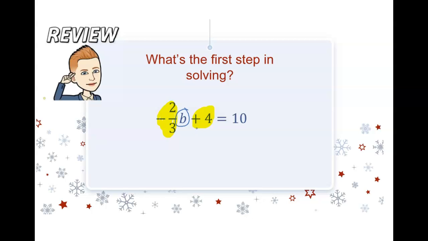Well, we're looking to get rid of the terms that are furthest away from the variable. So this negative 2/3 is pretty close. This plus 4 is a little bit further away. We're going to get rid of that plus 4 first. So our first step would be inverse operation of plus 4. The inverse operation of add is subtract, so we would subtract 4 from both sides.